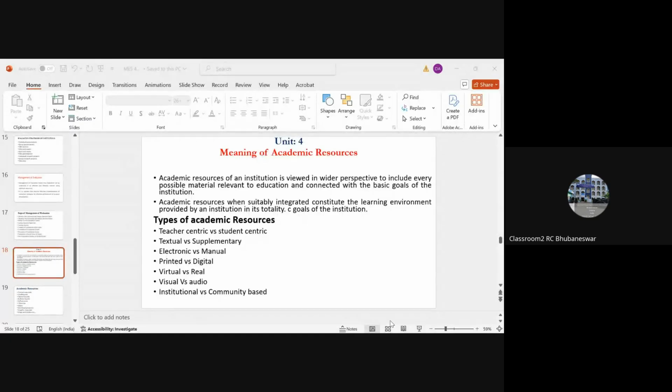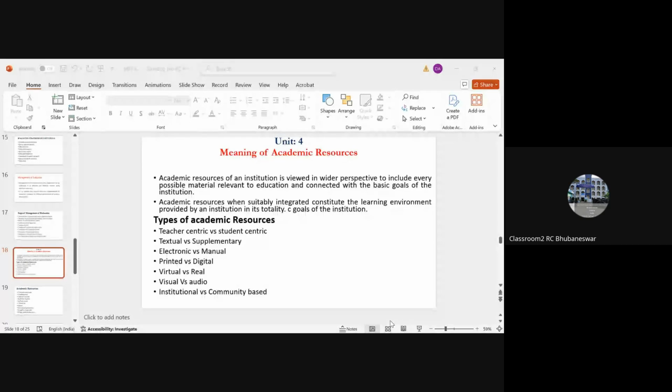When there is interrelationship between institutional resource and community-based resource, the first is teacher versus student. Second, textual versus supplementary. Next, electronics versus manual. Then printed versus digital, virtual versus real, visual versus audio, institutional versus community-based.